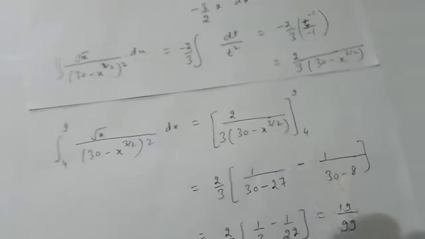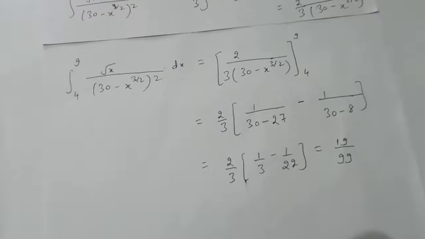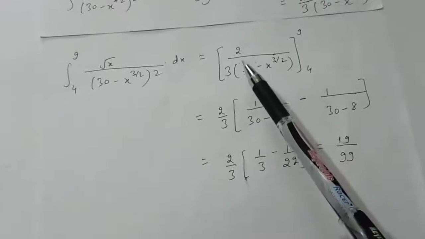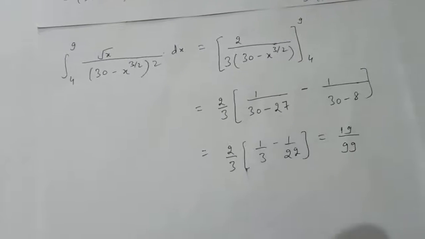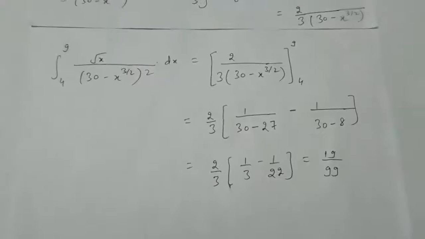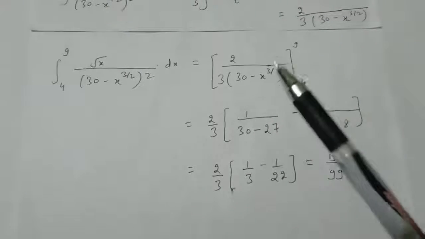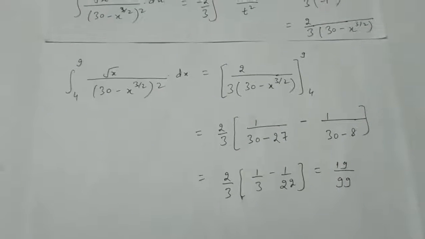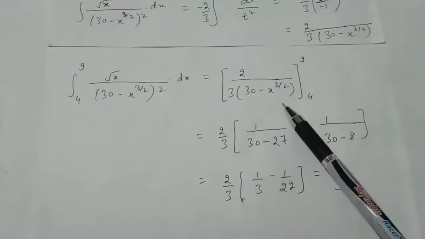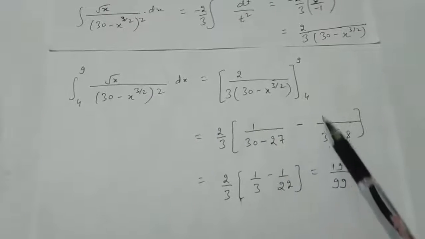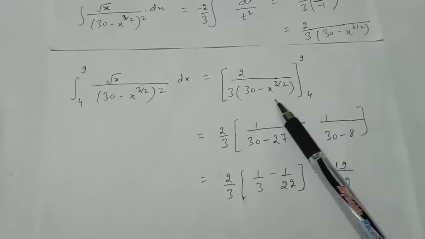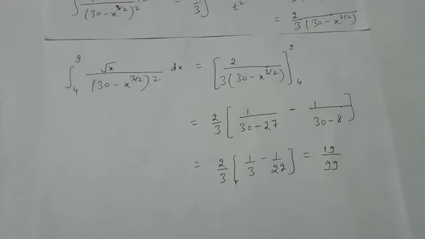Now in place of x first put 9. So you will get, okay, 2 by 3 is constant, therefore taking 2 by 3 outside, now you will get 1 upon (30 minus x raised to the power 3 by 2). Now here we are writing 9 in place of x. So 9 raised to the power 3 by 2 is 27, minus 1 upon, now in place of x put 4. So you will get 30 minus 8. So the answer will be 19 by 99.